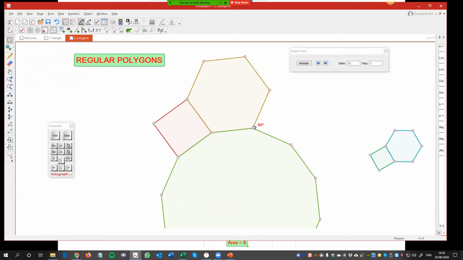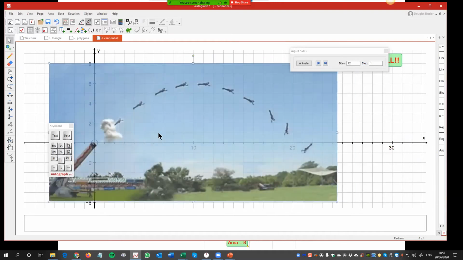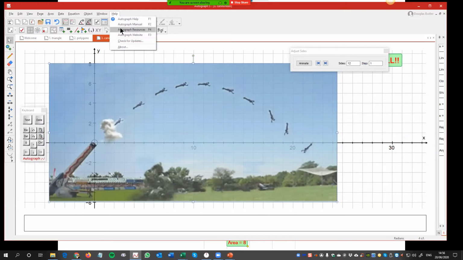The next topic I thought was quite nice, which is taking a picture off the internet. And the internet, of course, is full of wonderful pictures. I got quite a collection of these on the Autograph resources, which is in Help, Autograph Resources. You can pursue that and get lots of ideas for shape for pictures and also spreadsheets and data as well.